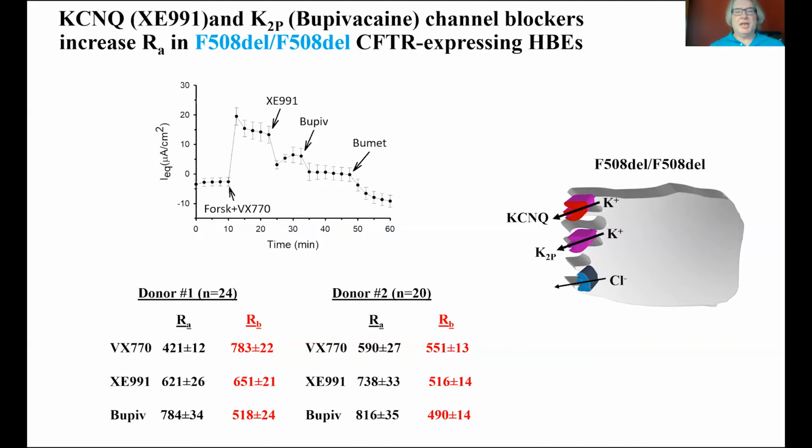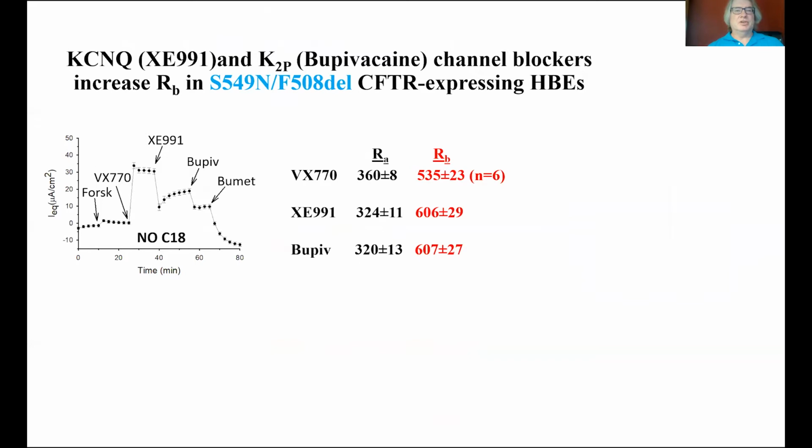Next, we looked at the gating mutation S549N to see whether or not these channels were apically or basolaterally located. So this has an F508del background, and initially we did experiments in the absence of C18, as shown here. This way we can study S549N in complete isolation from the F508del, as it would not traffic to the membrane under these conditions. We still see a small response to forskolin, and again, VX770 as a potentiator significantly increases the current. This is blocked by both XE991 and bupivacaine, and is shown here on the right.